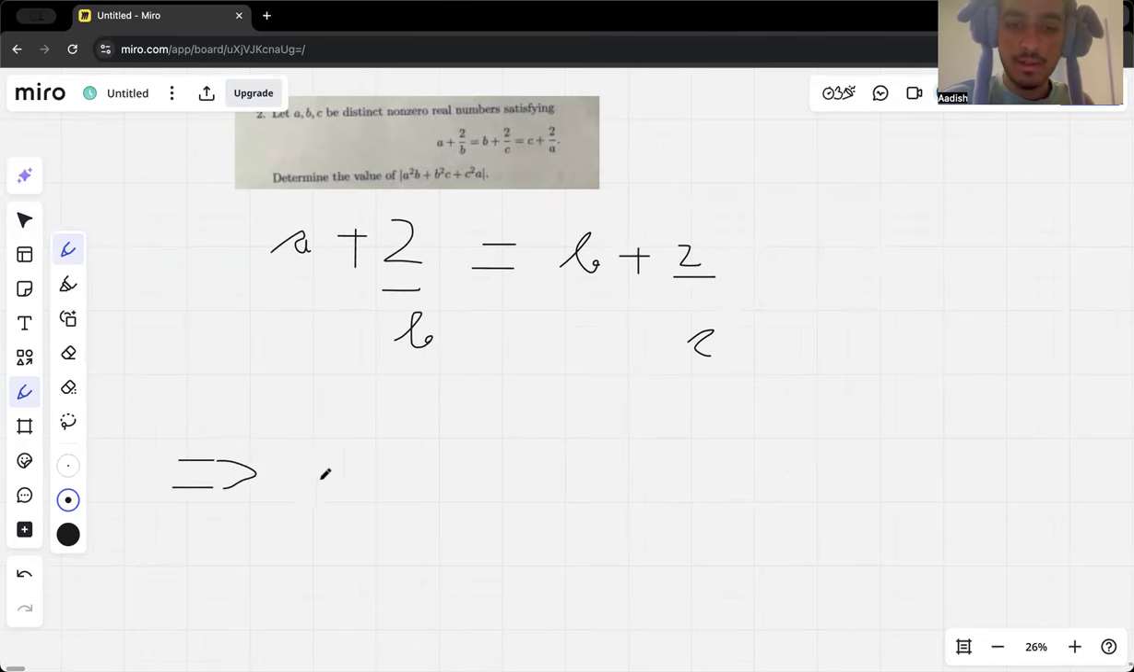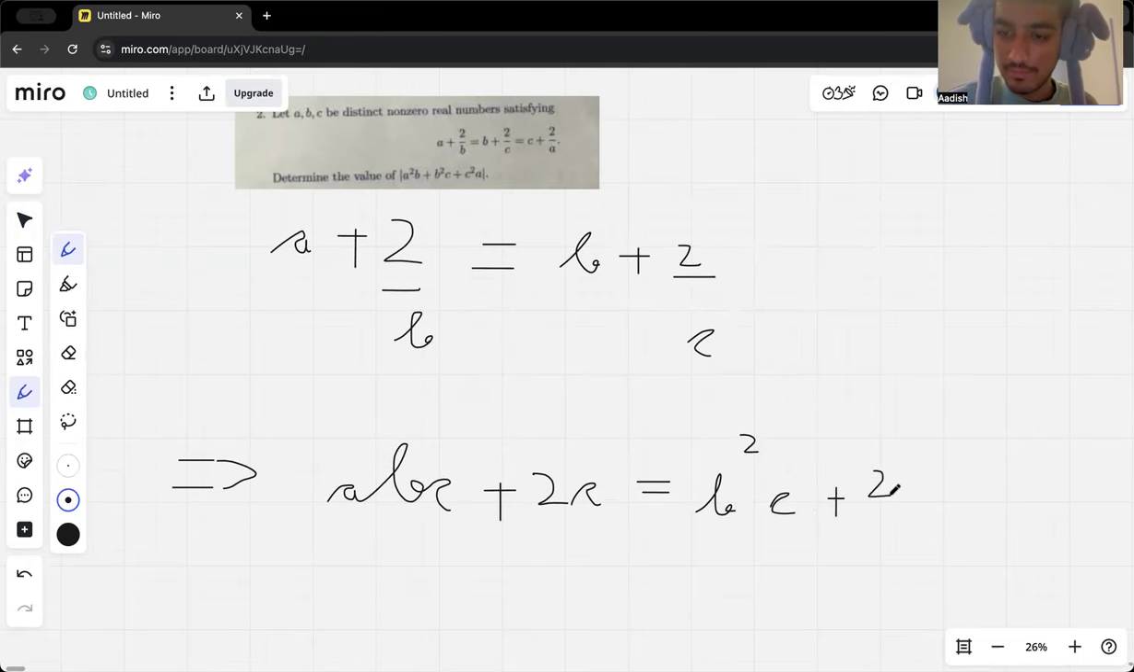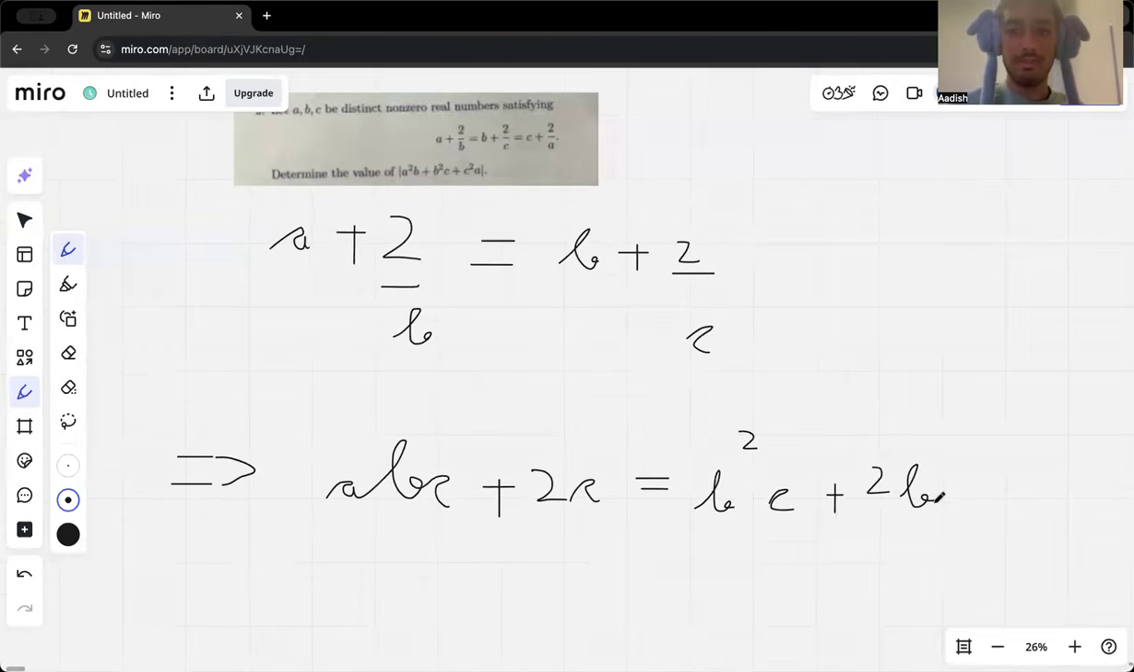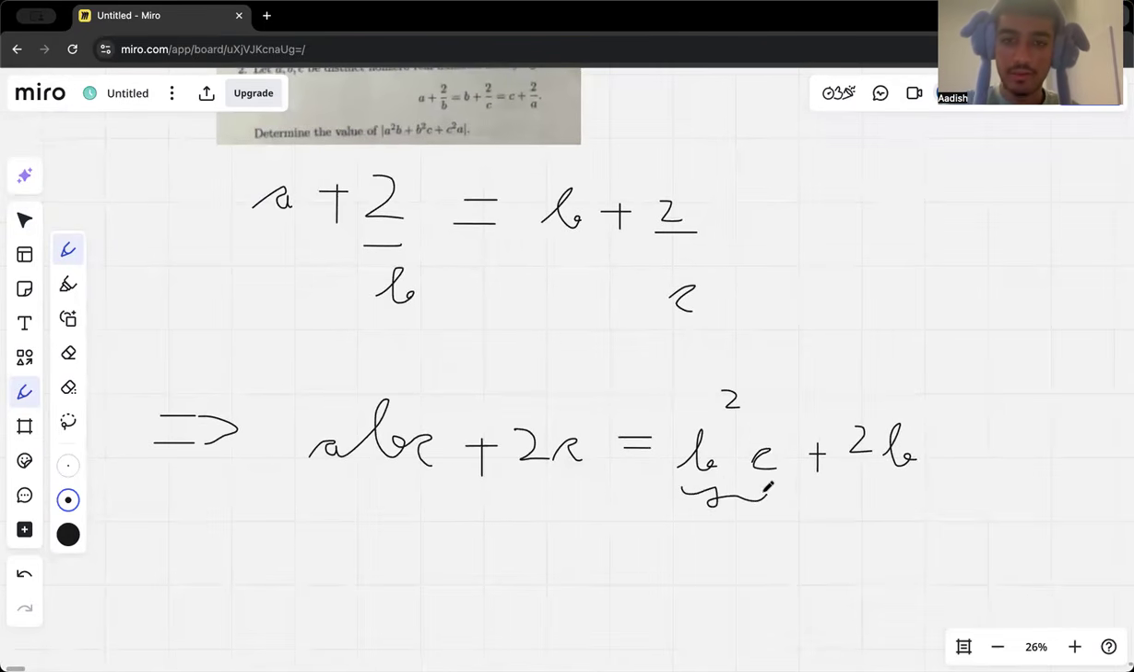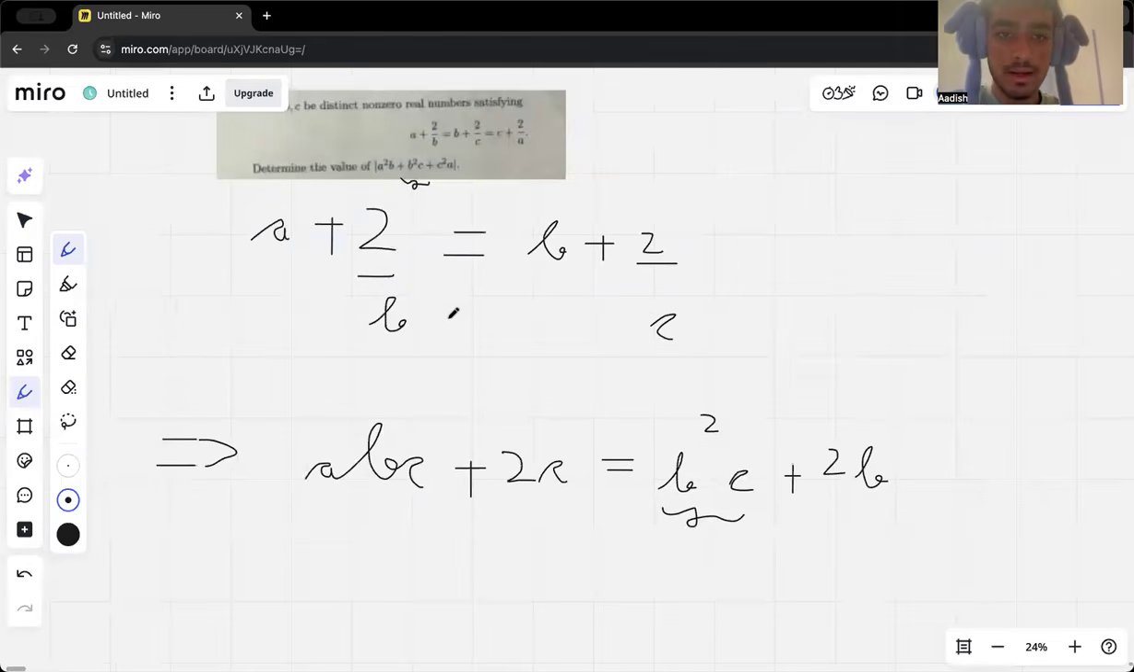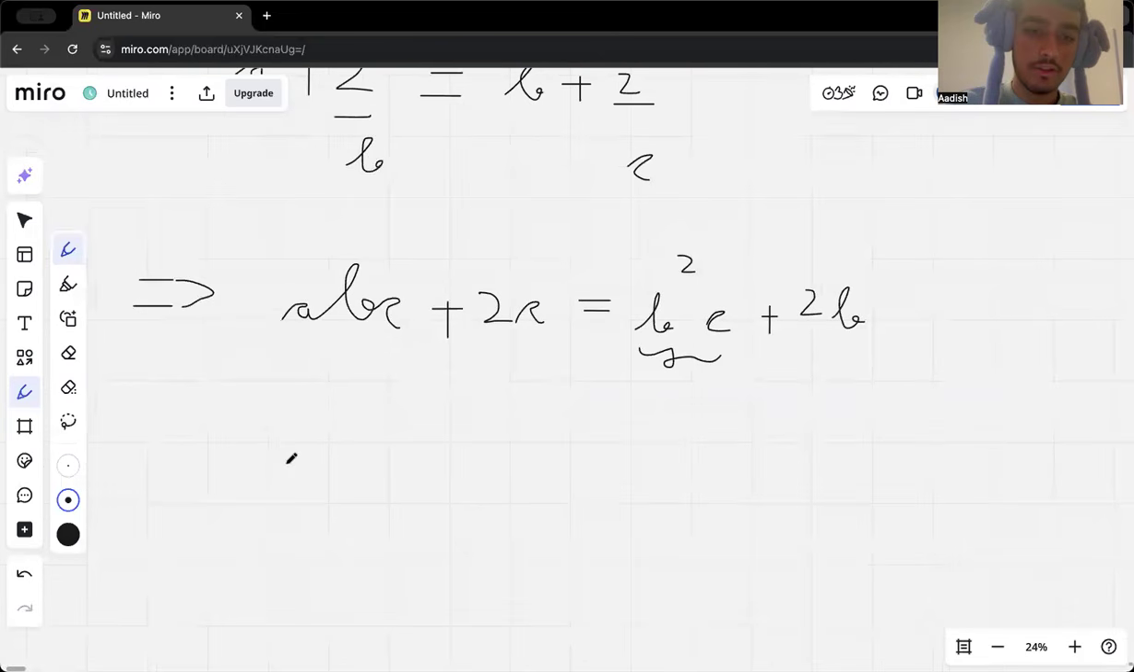So multiply by bc and you'll get abc plus 2c equal b square c plus 2b. Now this is already promising because we have b square c and we want b square c. So you can do the same thing for the other equalities, like the first equal to the third, and you'll get a square b and c square a, right? And if you add all of them up, okay, let me just write them down.